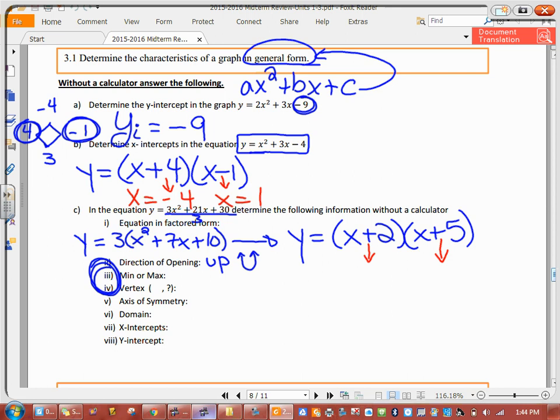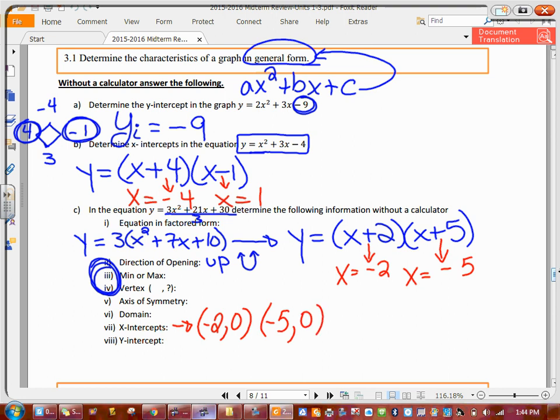Now, the rule is to find the axis of symmetry, you add the x-intercepts and divide by 2. So for my axis of symmetry, I'm going to have -2 plus -5 all divided by 2, which is -7 over 2. So our axis of symmetry is at -3.5. So back down here, axis of symmetry, x equals -3.5.